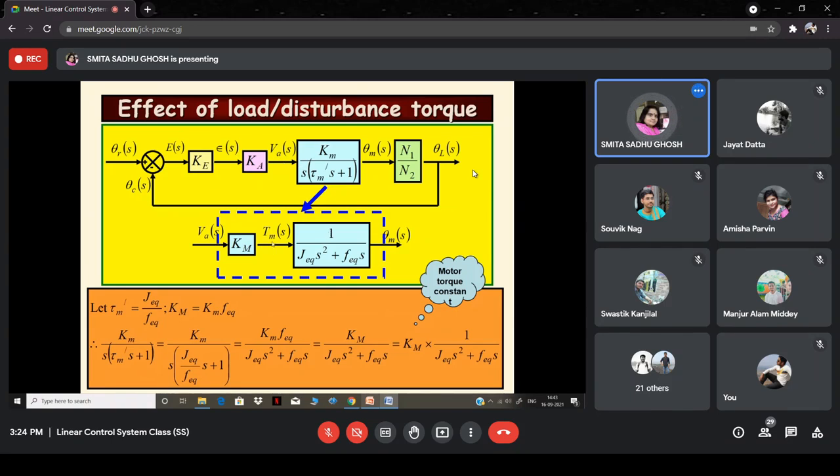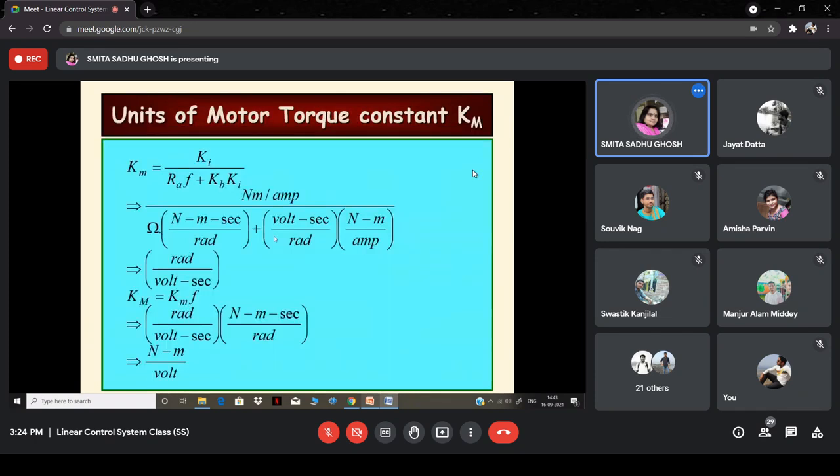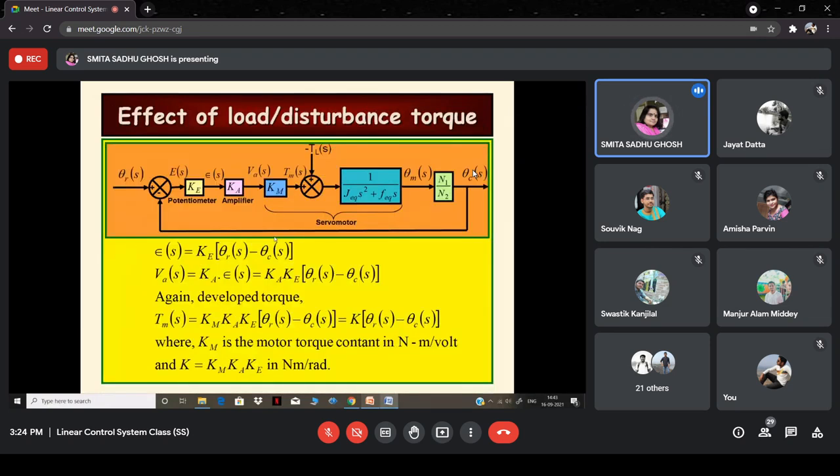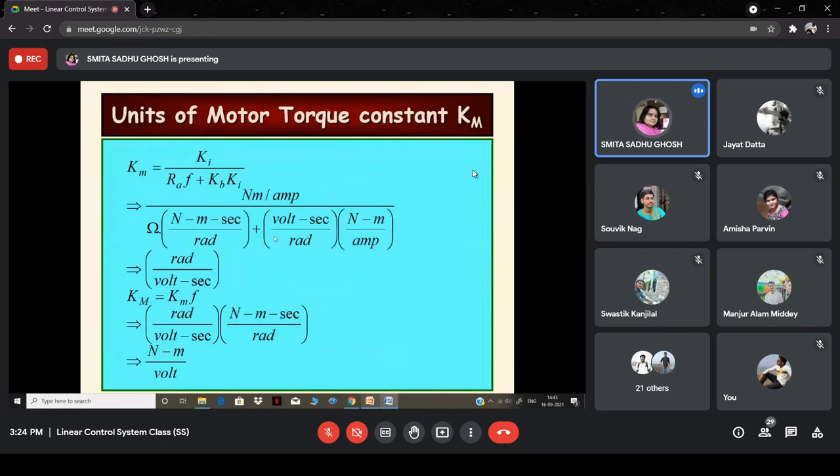So now once the torque is visible over here, the next slide is devoted to the units. It has been shown that the unit of K capital M is Newton meter per volt, and K small m is radian per volt second. So that matching has been shown over here.